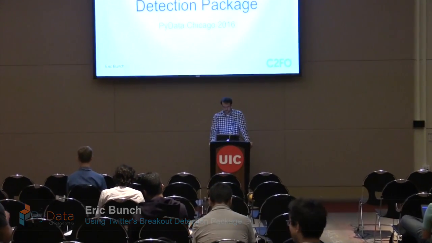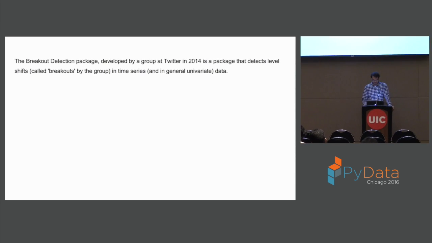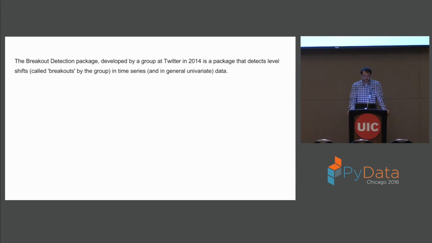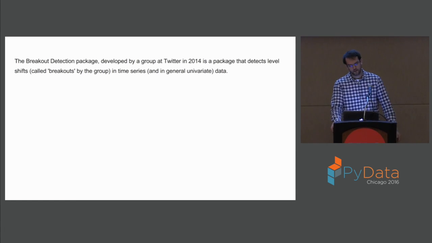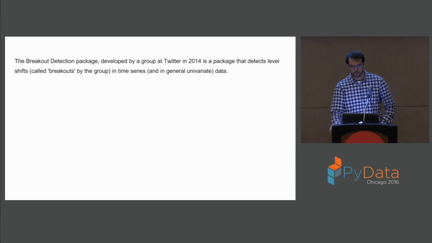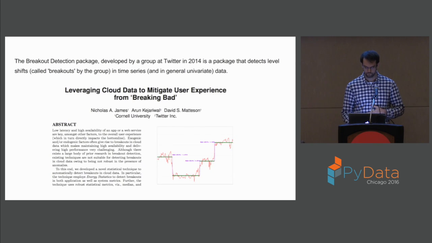So I'm talking about this package developed by Twitter. They call it Breakout Detection. They developed it maybe in 2014, by a group of people there. And it's a package that detects level shifts in time series data, or in general, univariate data.